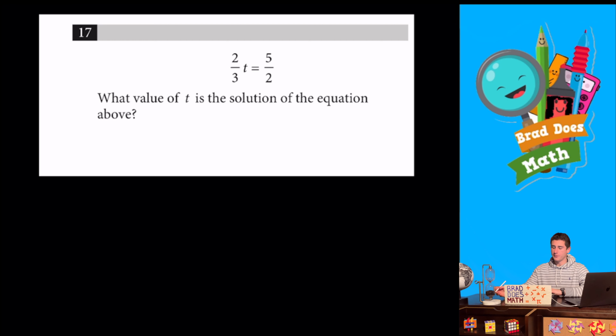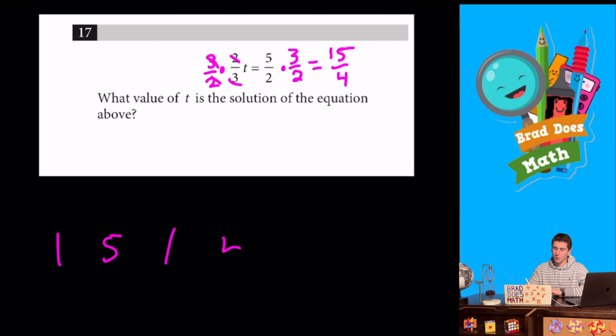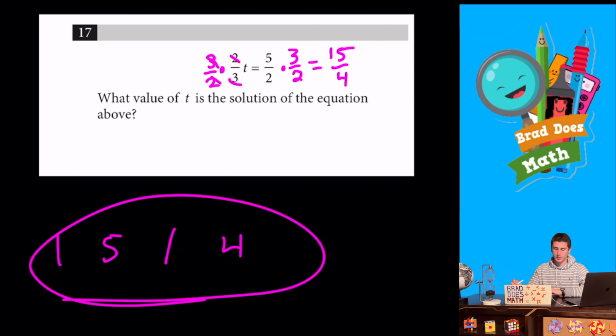What is the value of T that gives you the solution? Very simply, multiply by the reciprocal to get T isolated. The 3's and the 2's cancel, and then T is just 15 over 4. I would grid in 15/4. No need to make this a decimal. You're just wasting time at that point.